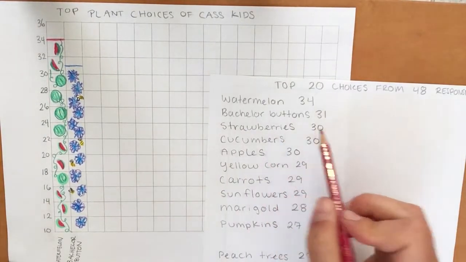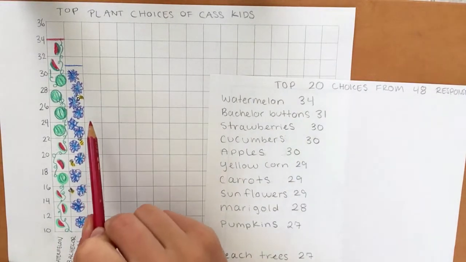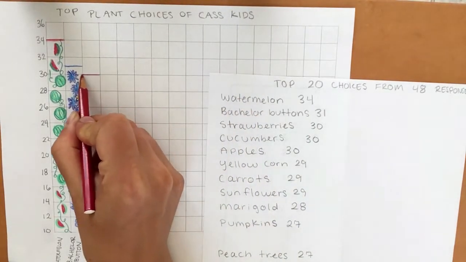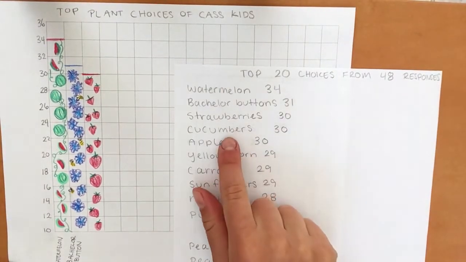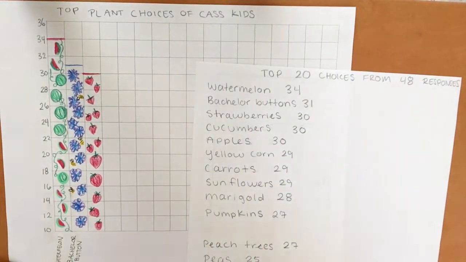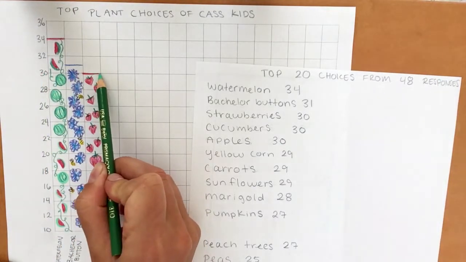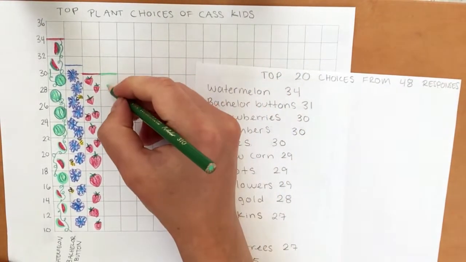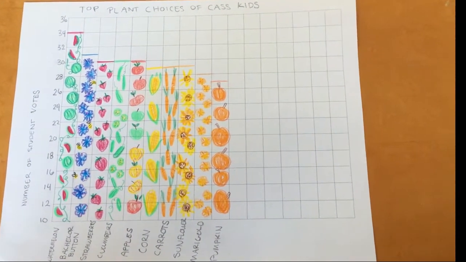Our next one, strawberries with 30 votes. Let's find 30. Right there. And cucumbers with 30 votes. Let's find 30 on this. Oh look, it's the same as strawberries. And here is my finished graph.